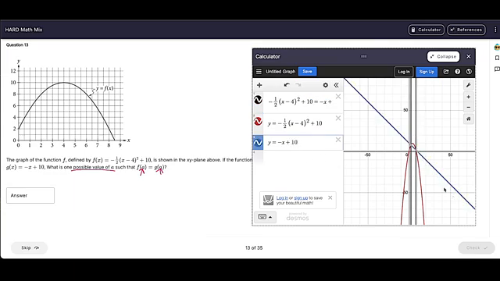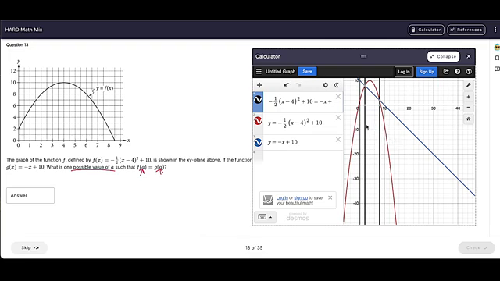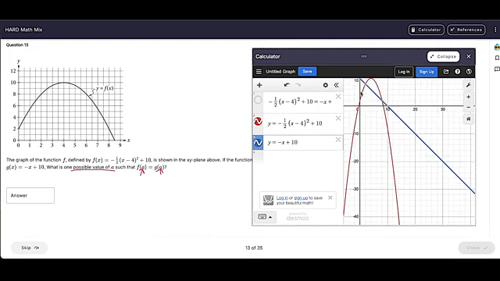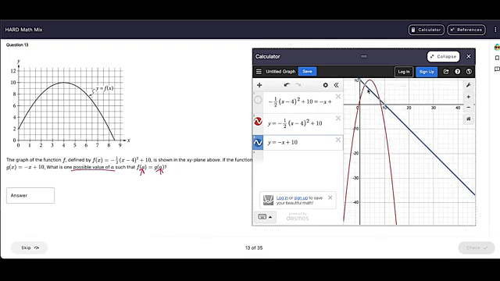And then again, we're just looking for points where they intersect. So we would have the same thing, right? 2 and 8. And in this case, I think the other way is a little bit better because here we can see the y values.